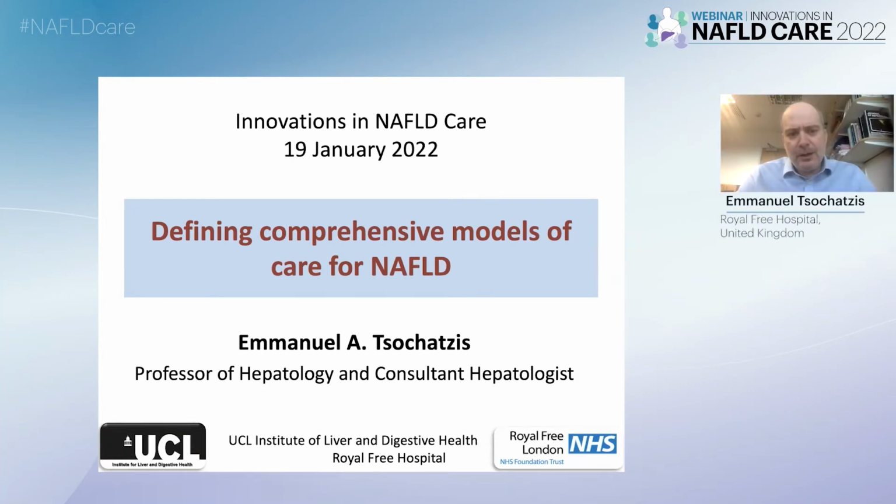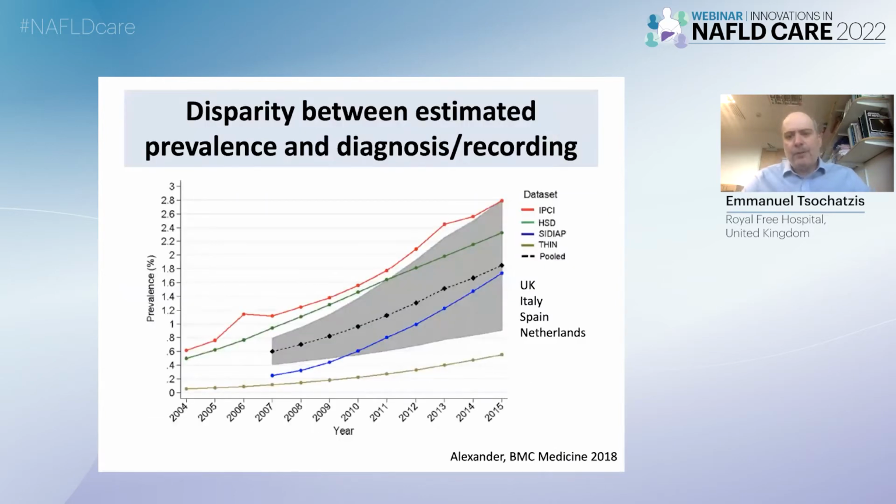So in the next few minutes, I will be talking about comprehensive models of care for NAFLD, and this will inform our discussion following this presentation. Although NAFLD is prevalent in 25% of the general adult population, there is a huge disparity between this estimated prevalence and the actual diagnosis and recording in primary care.